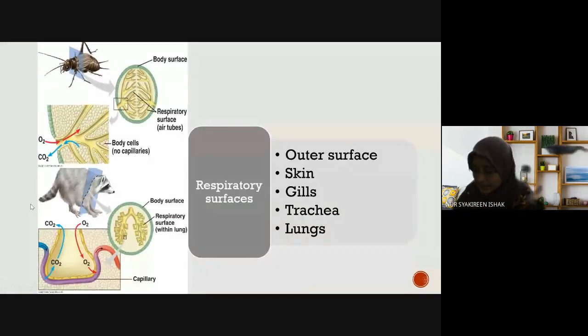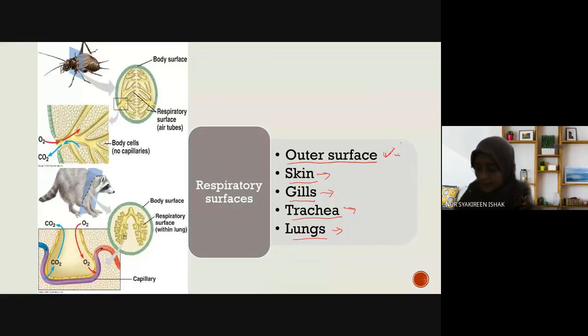Okay, so next. These are the list of respiratory surfaces for different organisms. You have the outer surface, the skin, the gills, the trachea, and also the lungs. The lungs are for mammals. The tracheal system is for insects. The gills are for aquatic organisms. The skin is for amphibians and also earthworms, for example.